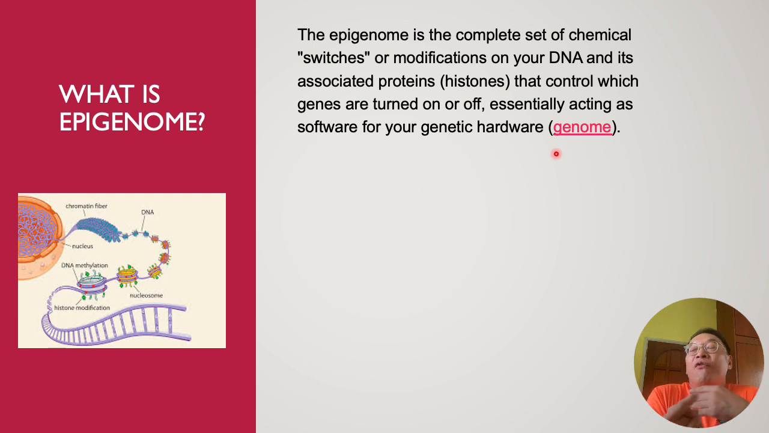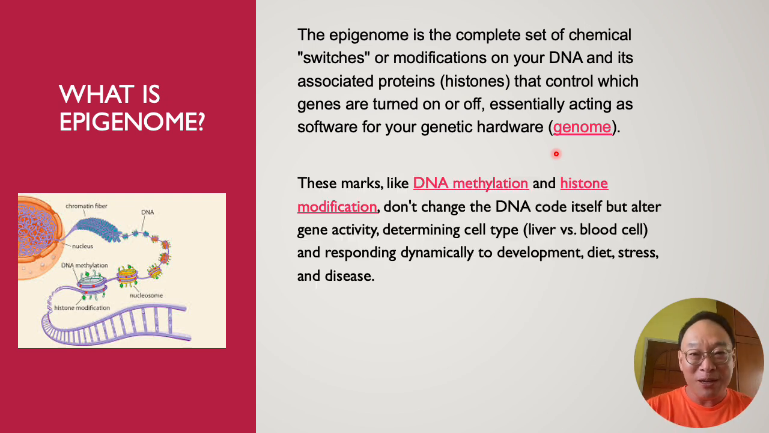I mean, you may have genes from your parents that make you prone to diabetes. But because you live healthily, because you take certain supplements and all that, your epigenome will turn off those bad genes, and turn on the good genes, right? So these marks like DNA methylation and histone modification don't change your DNA code itself. Half of your DNA is from your father, half from your mother. Your DNA doesn't change, it just changes the expression, which ones are turned on and which are turned off.